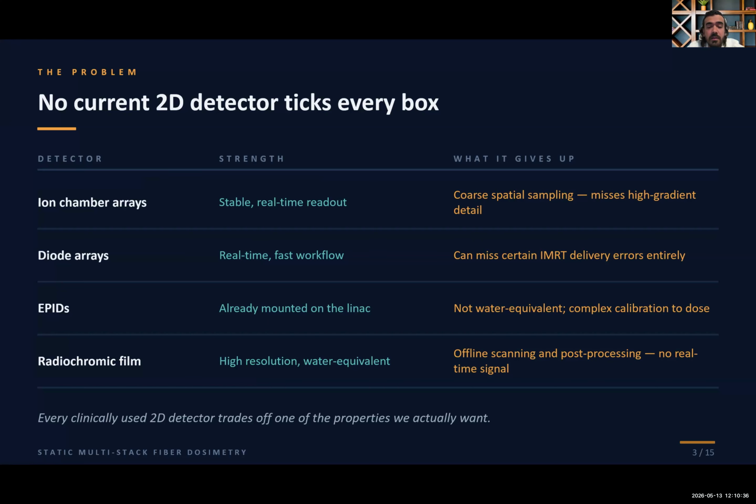We have EPIDs that are appealing because they are already mounted on the LINAC, but they are not water equivalent, and turning the EPID signal into accurate dose requires complex calibration. We also have radiochromic film, which offers excellent spatial resolution and near water equivalence, but it cannot be read in real time. We often have to scan the film and wait 24 hours to read it. So no single existing detector ticks all the boxes. That's the gap that motivates this work.